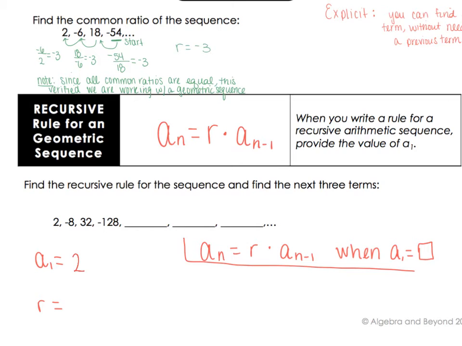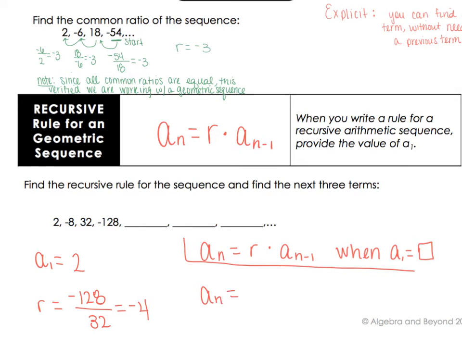Now let's try to find our r. So we talked about this at the top of the page. R, you can find that by taking any term and dividing it by the previous term. So for instance, if I take negative 128 and I divide it by 32, I can use a calculator, and I'm going to find that this is going to give me negative 4. And no matter what pair you chose, if you chose 32 and negative 8, you'll also get negative 4. So that's our common ratio.